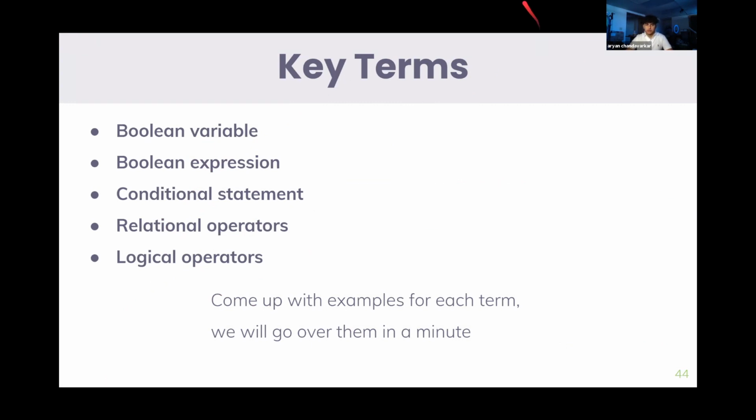All right, so our key terms: Boolean variable, Boolean expression, conditional statement, relational operators, and logical operators. Here are definitions that we came up with, as well as some examples. So, can anyone else tell me an example of a Boolean variable or what it means? What did you guys come up with? True or false? Good job, Rock. Exactly. Okay. What about a Boolean expression?